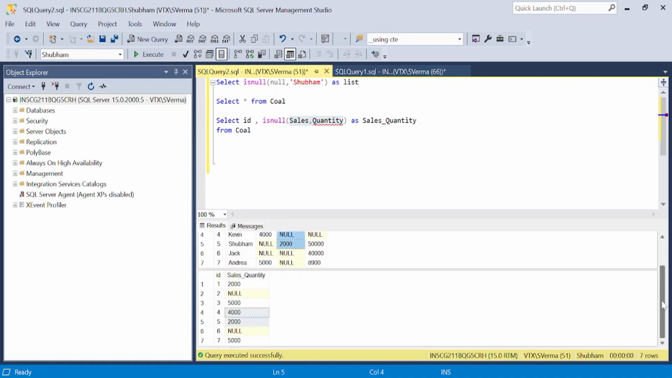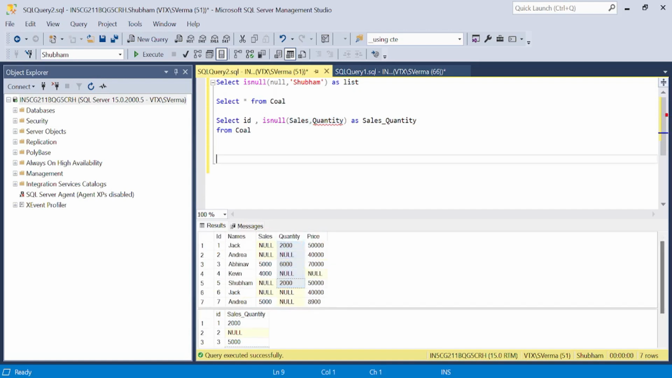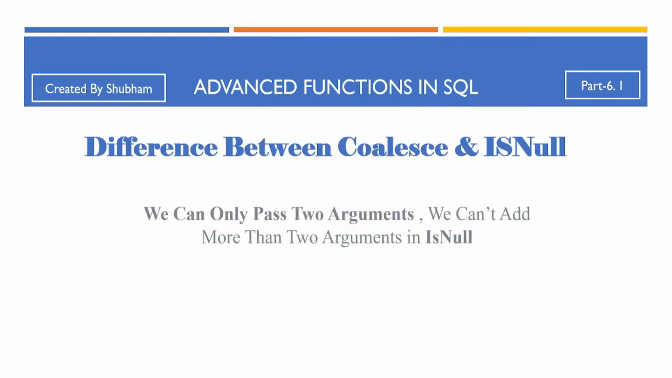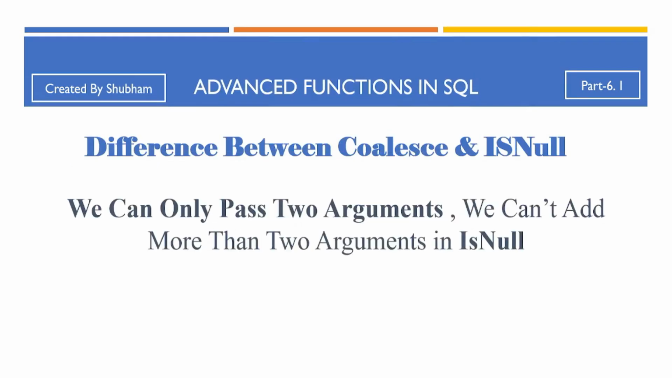So in this way guys, this ISNULL function performs like a COALESCE function. It returns the first non-null value. So the question is, why have I not passed this price column here under this ISNULL function? Now let me give you the answer. The answer is, we can only pass two arguments here under this ISNULL function.